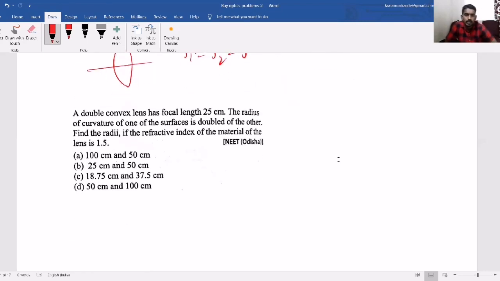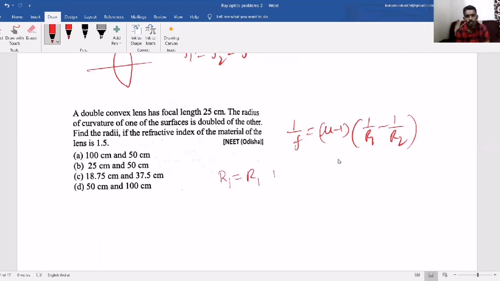Now, a double convex lens has focal length 25 centimeter. The radius of curvature of one of the surfaces is double that of the other. Find the radii if the refractive index of the material of the lens is 1.5. So let's take the general formula: 1 by focal length equal to mu minus 1 into 1 by r1 minus 1 by r2. As double convex lens, let's take r1 equal to r, then r2 is 2r. Anything you take, same thing will come.